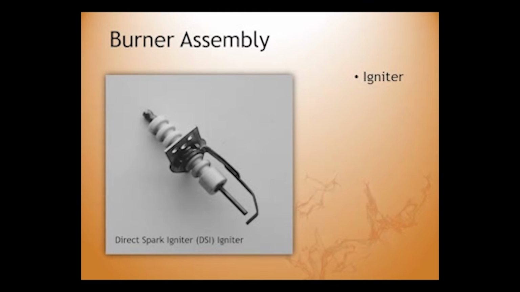Our next set of components that we're going to look at is our burner assembly, and we will start with the igniter. There are two different types of igniters that we typically use. The first one is called the direct spark igniter, or the DSI, which works something like a spark plug. This will produce up to 5,000 volts of electricity in order to make it spark, and it can be combined with a flame sensor.